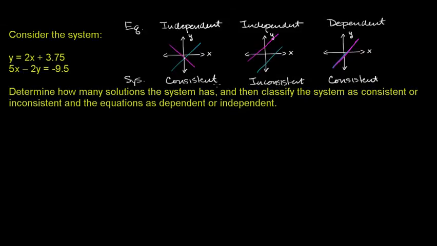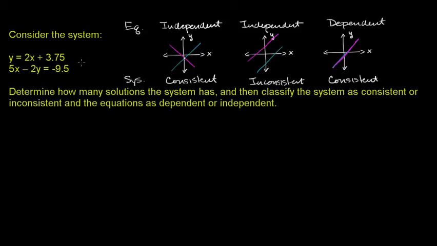So a system that describes lines like this would be consistent. A system that describes lines that are essentially the same line would be, sorry, also consistent, because here you have an infinite number of solutions. Here you have one solution. Here, this system is inconsistent because it has no solutions. When you look at the equations, the equations represented by these first two scenarios are independent. The equations represented by these lines are dependent because they're essentially the same line.